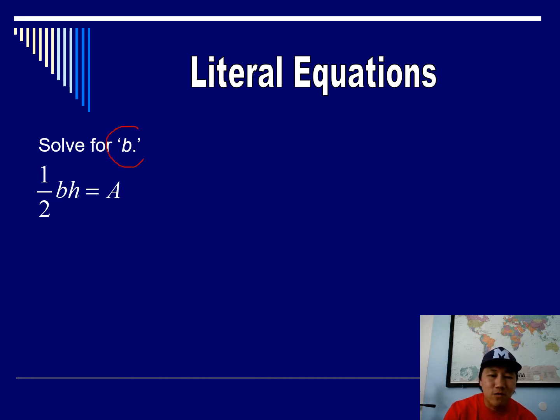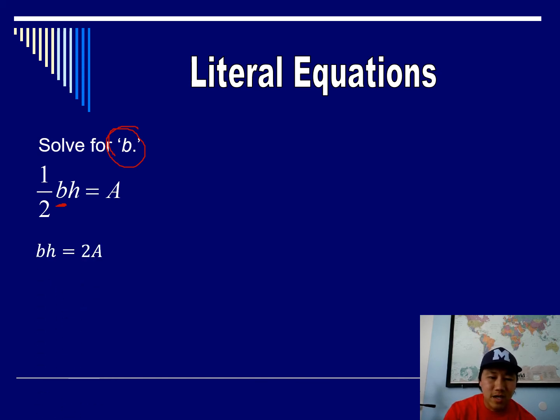They want you to solve for the letter B. So basically they want you to isolate this B, which means you have to bring that 1/2 to the other side, and you have to bring the H to the other side. Okay, and that's pretty easy to do. To get rid of the 1/2, you have to multiply both sides by 1/2, or by its reciprocal. So multiply both sides by 2/1.